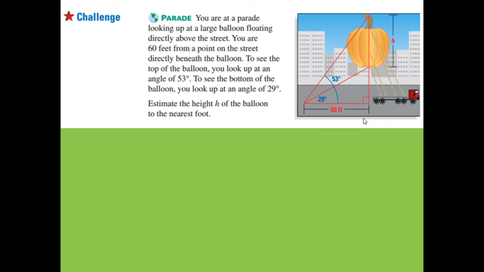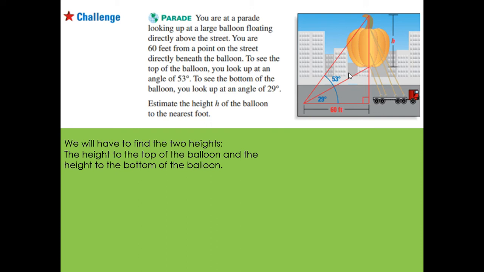So notice how the balloon here in the picture does not hit the ground. So we're trying to find this height up here, which again, if it was all the way to the ground, that would be easy. We would just look at the bigger triangle. But they gave us two triangles, a bigger one and a smaller one, because we're going to have to find two different answers and subtract them. So again, we're going to find the two heights, one from the bottom of the balloon to the ground, and then from the top of the balloon to the ground. So let's start with the top.